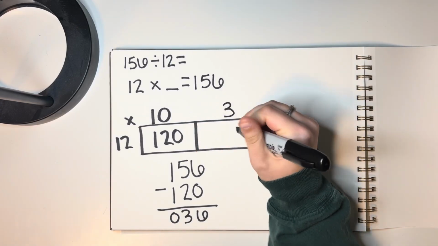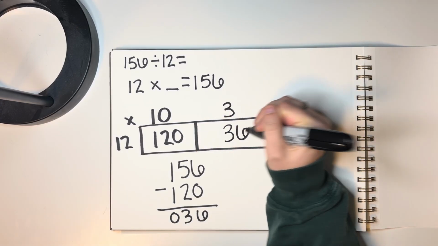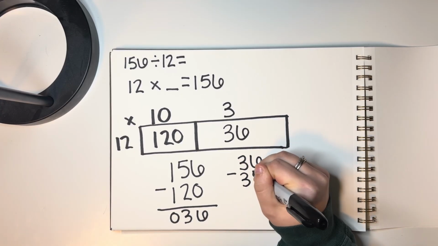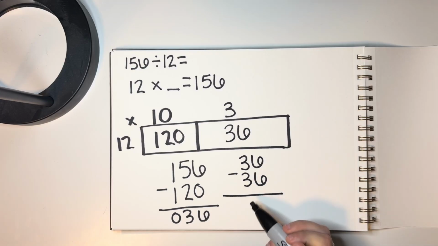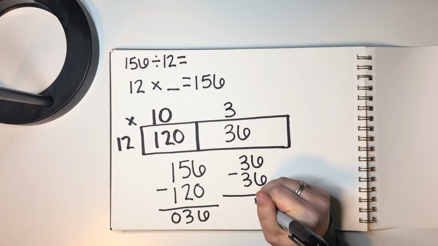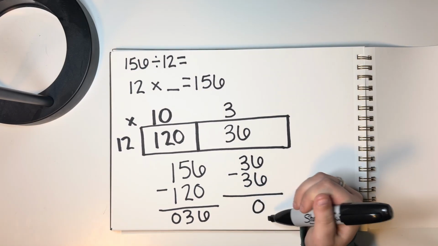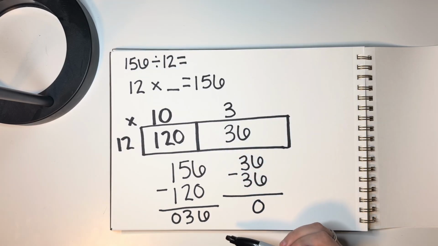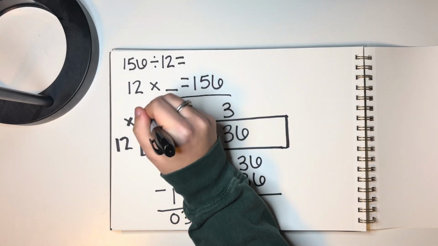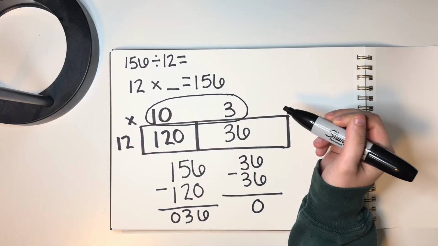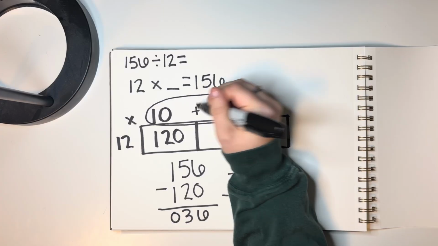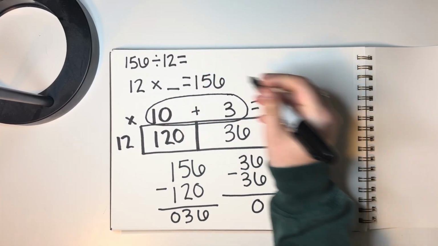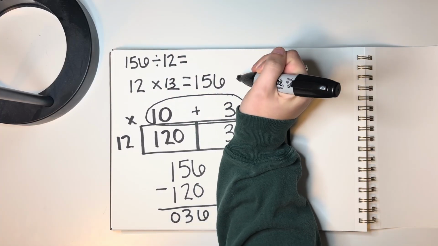I know that 12 times 3 is 36. And I'm going to subtract my last partial product from what I had left over from my other partial product, and I have a 0, which of course again means that I have no remainder. So in order to find out my answer using these partial products, I have to combine these two values. So I'm going to add them together, which gives me a total of 13.